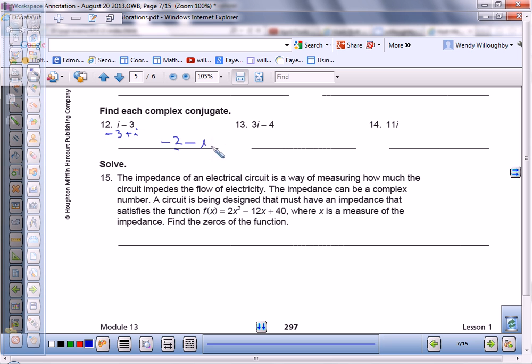So this one's the same thing. It should be written this way. So we write negative 4 minus 3i. And this would just be negative 11i. Any questions?